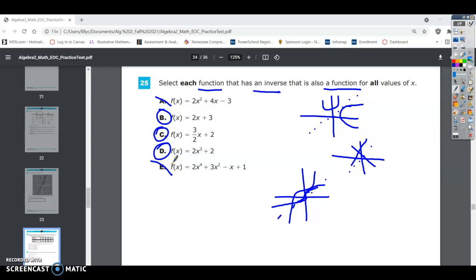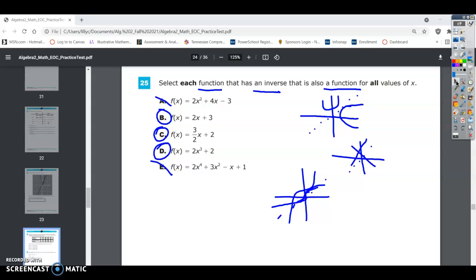So if you can see there, it looks like the even functions, most of them are not going to have an inverse that's a function. And the linear functions or the cubic functions, the odd powers, are. So for the answer to number 25, if you're not sure about this, you can find the inverse for each one of these and then graph those and then check to see if it passes the vertical line test.